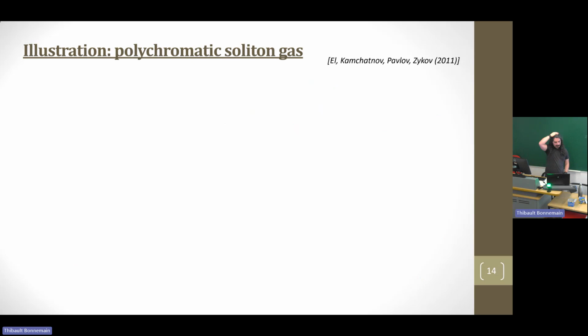Okay. So as I told you earlier, this next section will be dedicated to illustrations. That's because the formalism can seem a bit daunting at first, and it's not clear a priori why we should use it and what we can do with it. So the next section will be dedicated to two particular cases of the gas. The first one will be polychromatic soliton gas. This is not the most physically relevant gas, but it's probably the simplest one you can construct. So it will serve as a nice toy model.